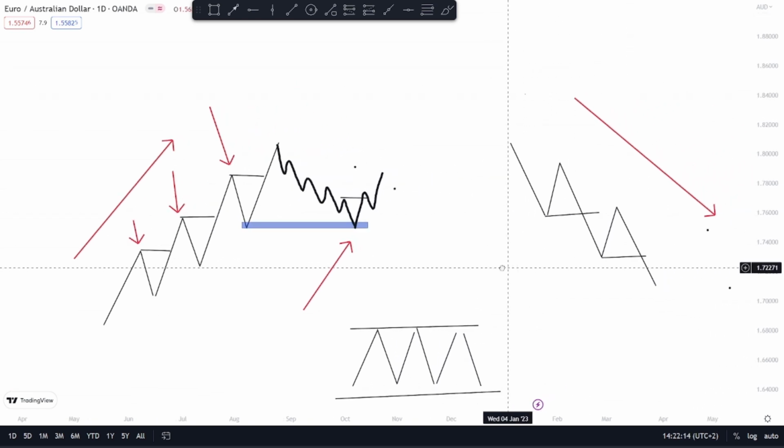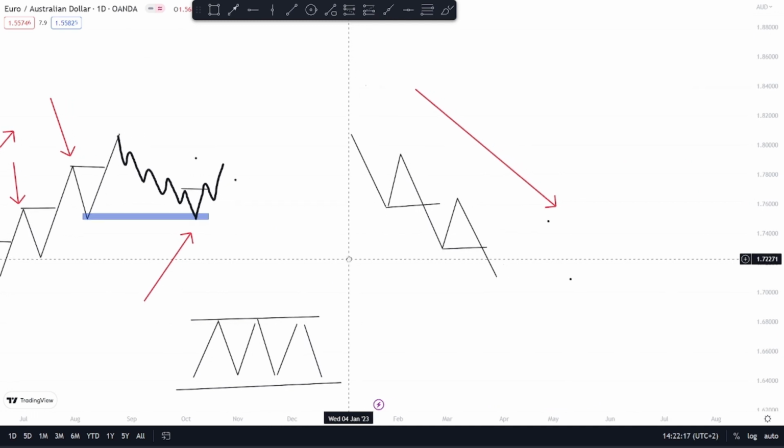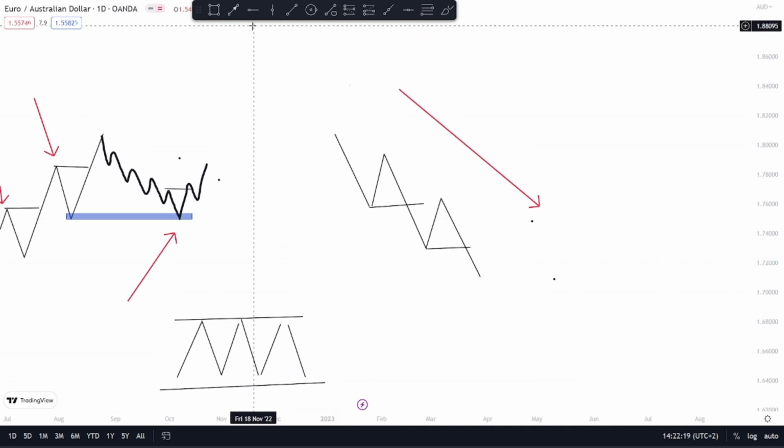And let's look at a downtrend and how you would actually identify your supply zones and keep pushing with the market to the downside.